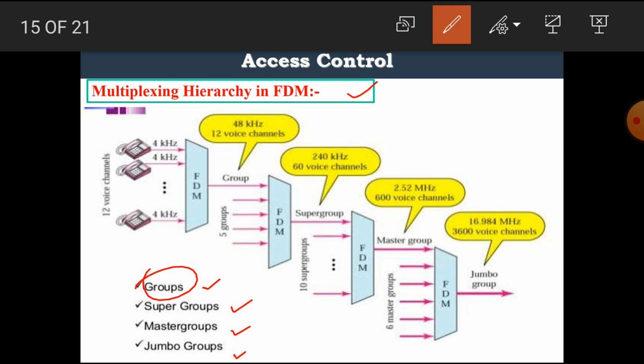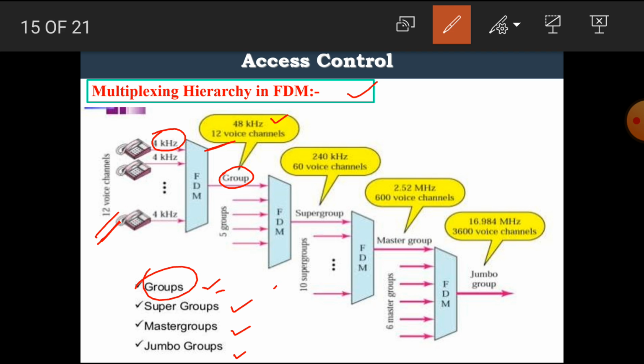The basic group, or level 1, has 12 voice channels. Consider each voice channel has a frequency of 4 kHz, hence the total frequency here is 12 into 4, that means 48 kHz, and it has 12 voice channels in a single group or a basic group. That means a group has 12 voice channels.